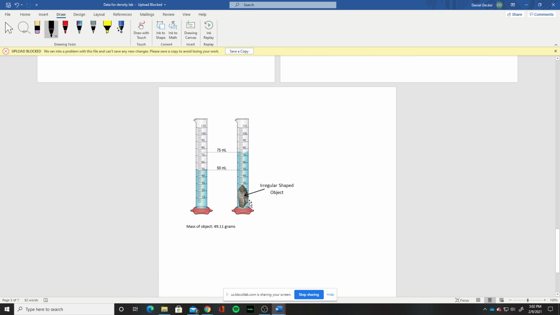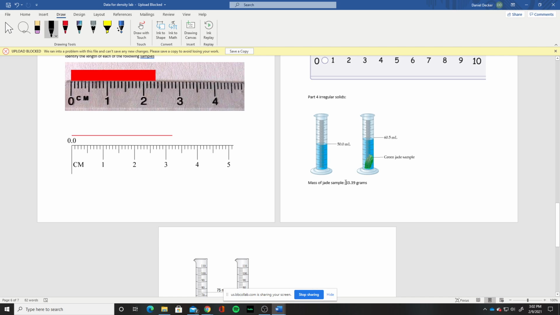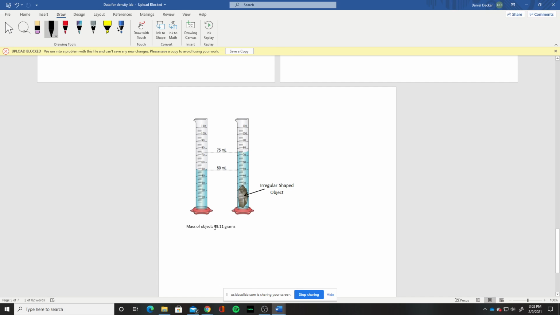And so the same thing is going to be done here with this other just regular rock, I guess. It's not jade, it's just regular rock. So it goes from 50 to 75. And so in each of those, I also give you a mass that you can use. And so all I'm asking you to do from these is to find those two densities.